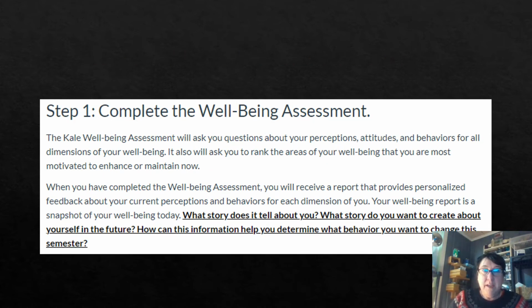Step 1 was the well-being assessment, the assessment that you did in the very first module. As you reflect back, you can think about what that assessment told you about yourself, and how it can help you determine what behavior you want to work on this semester.